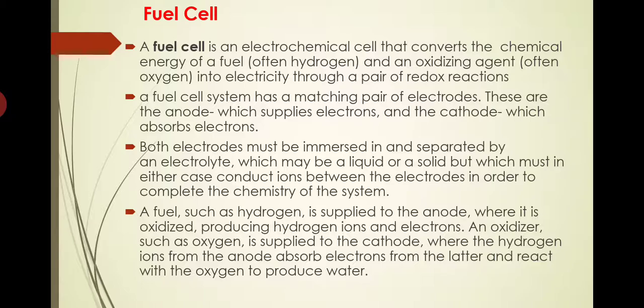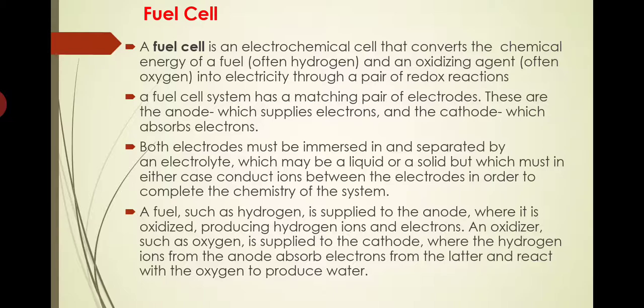A fuel cell system has a matching pair of electrodes. Just like in a battery, here also we will have a matching pair of electrodes. One is called the anode, the other is called the cathode. The anode is always supplying the electrons, and the cathode always absorbs the electrons. These two are separated by a layer, either a solid layer or a liquid layer. That is what is known as the electrolyte.